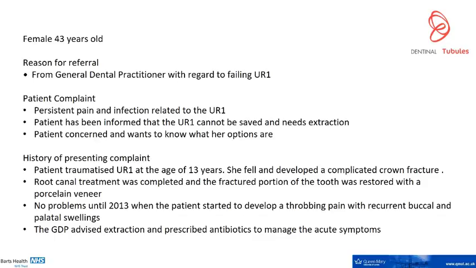The patient gives a history that the tooth was traumatized at the age of 13 years. She fell and developed a complicated crown fracture. Root canal treatment was completed and the fractured portion of the tooth was restored with a porcelain veneer. No problems were noted until 2013 when the patient started to develop a throbbing pain with recurrent buccal and palatal swellings around this tooth. The general dental practitioner advised extraction and for the moment prescribed antibiotics to manage the acute symptoms while he referred her on.